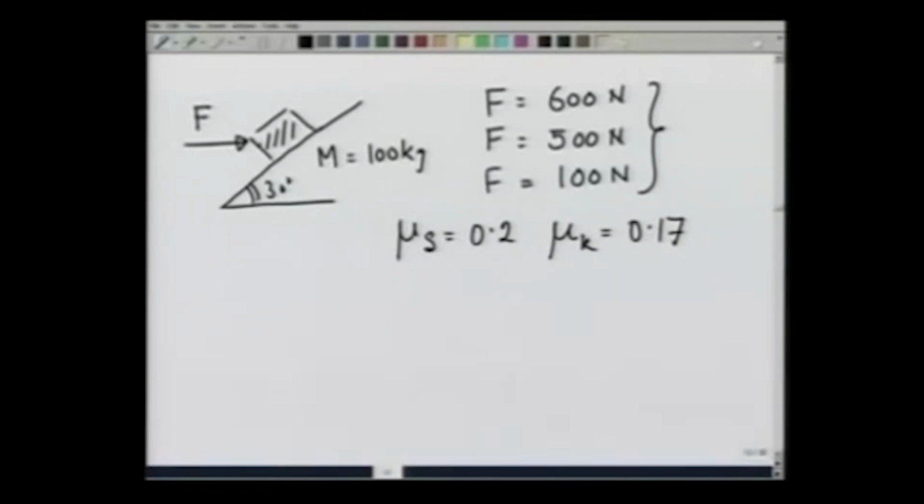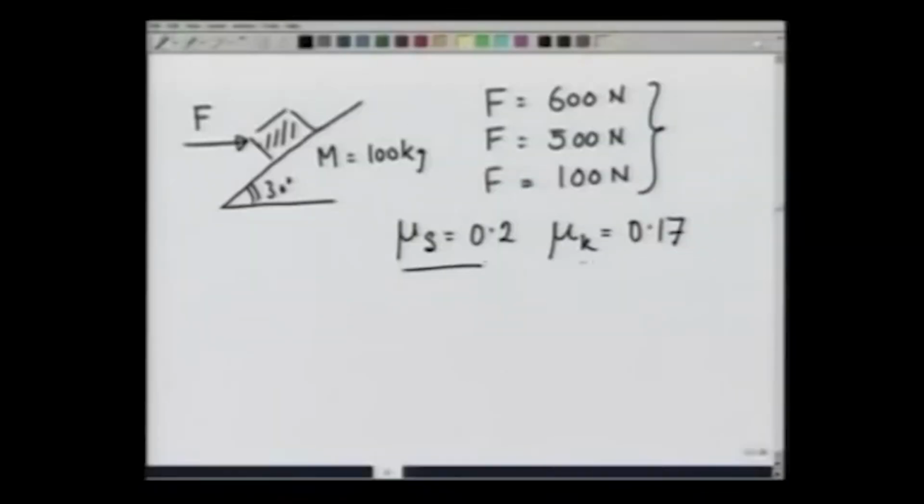So, what we should really check for is whether the block is moving or not moving and calculate friction accordingly using either mu k or mu s. If it is static, does the friction act up the slope or does the friction act down the slope? These questions we have to answer. There are two different ways this can be done. I will do it in one particular way and leave the other way for you to work out.